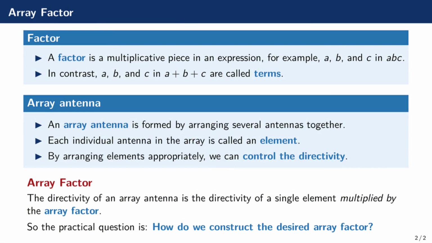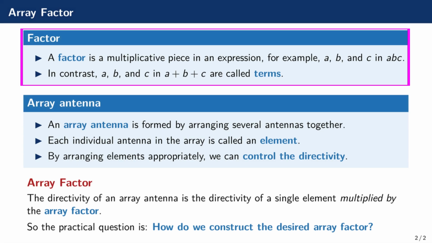The second topic is the array factor in array antenna. First, let me explain the word factor. In an expression such as A, B, C, each quantity in the product is called a factor. In this case, A, B, and C are factors. In contrast, in an expression such as A plus B plus C, A, B, and C are called terms. So the word factor is used for multiplication.